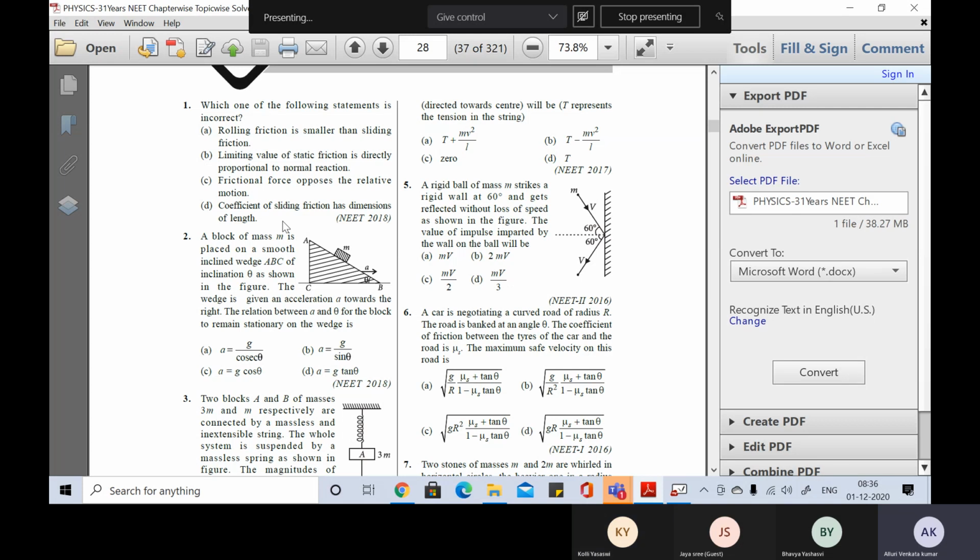That is for rough surfaces, with friction. Here it is smooth, no? See the question: a block of mass m is placed on a smooth inclined wedge. That means the contact between the block and the wedge is smooth. Correct or not? Yes, sir.